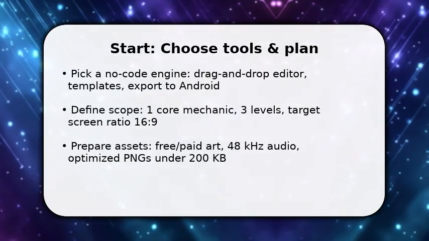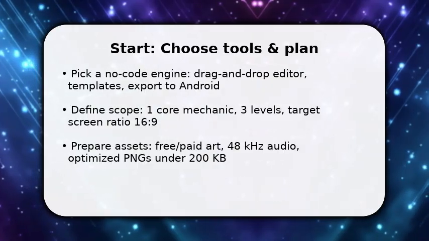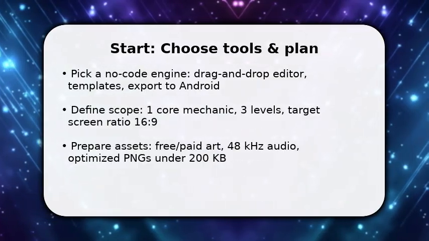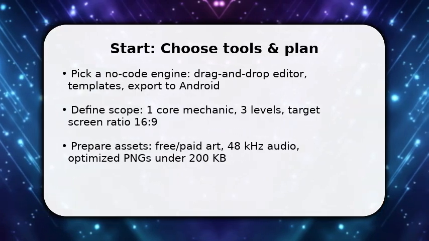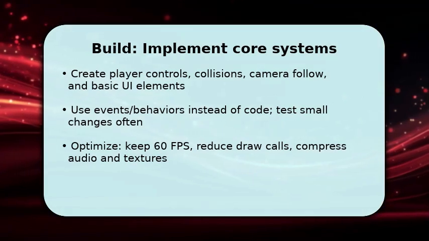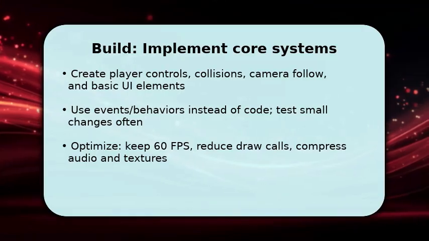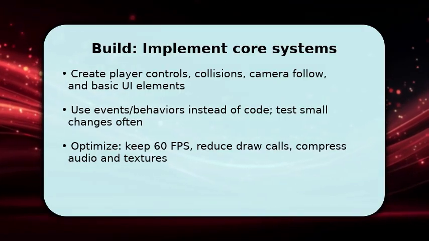Start a new project and import your assets. Create a main scene so you can iterate quickly and test the core mechanic immediately. You now implement core systems: player input, collisions, camera follow, and a minimal HUD for score and lives.